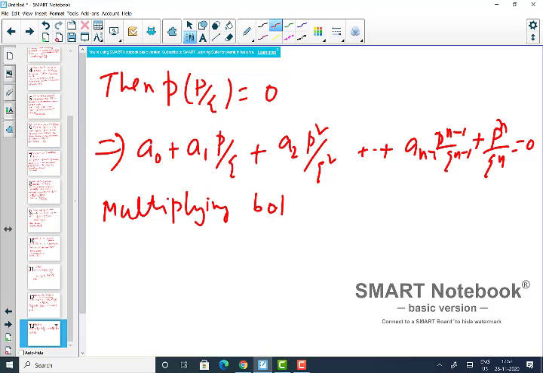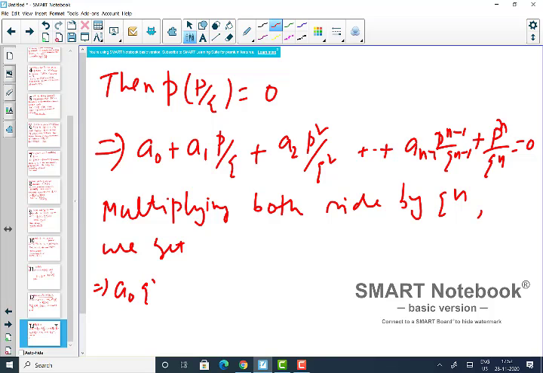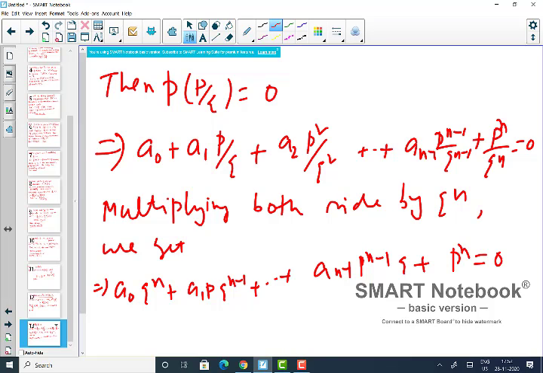And then multiplying both sides by q power n, what do we get? We get a0 into q power n plus a1 into p into q power n minus 1, and so on, and then a_{n-1} into p to the power n minus 1 into q, and the last one is nothing but a_n p to the power n, that is equal to 0, right?